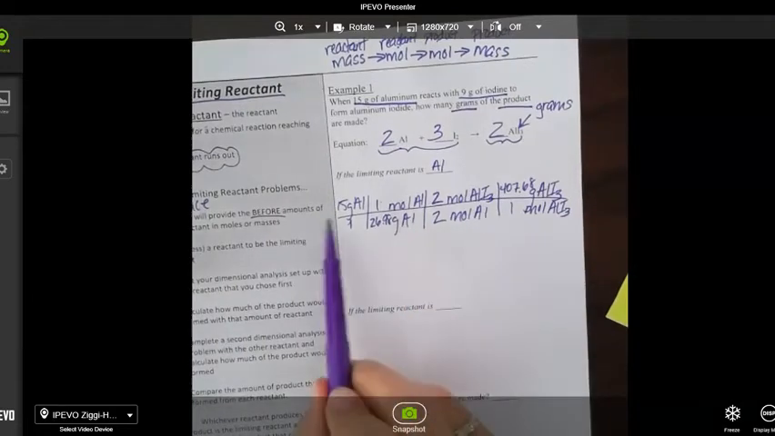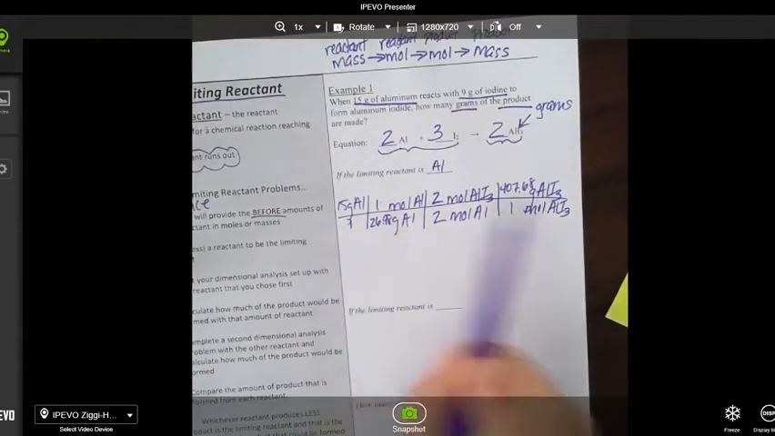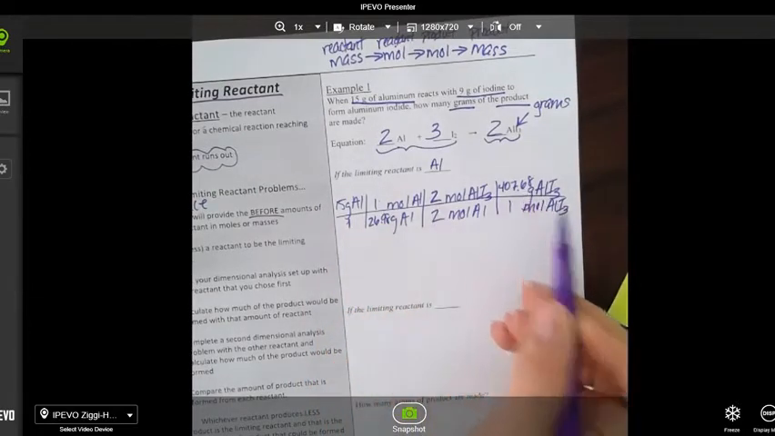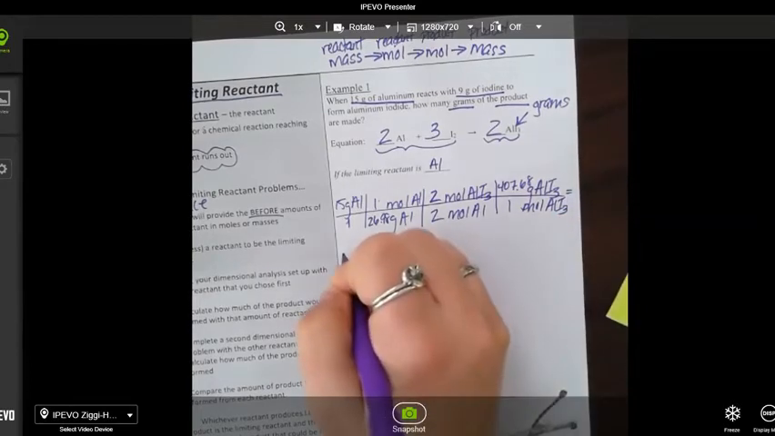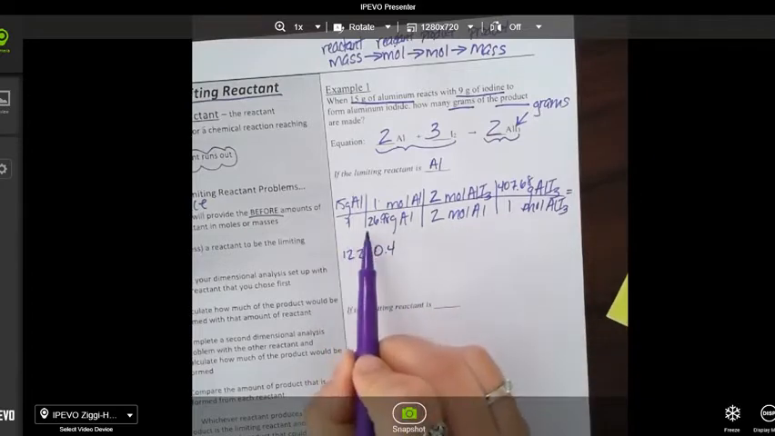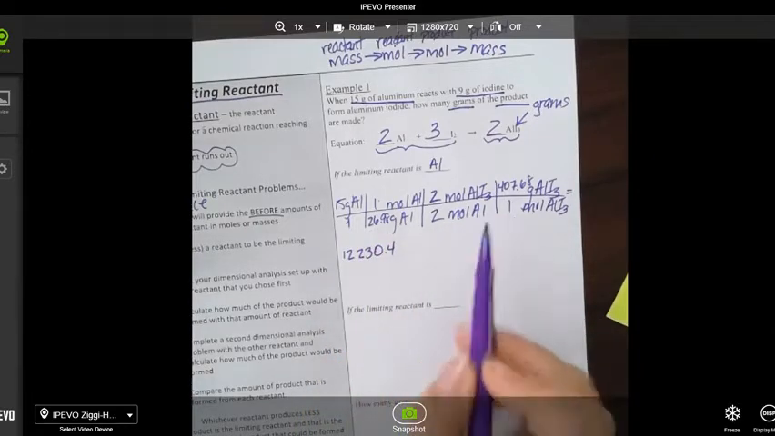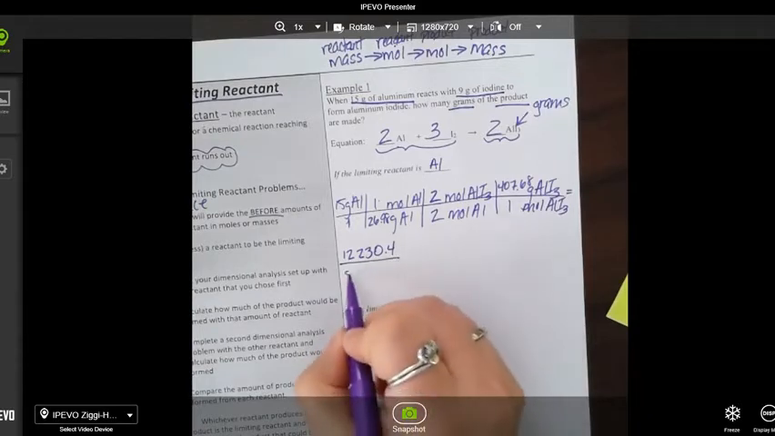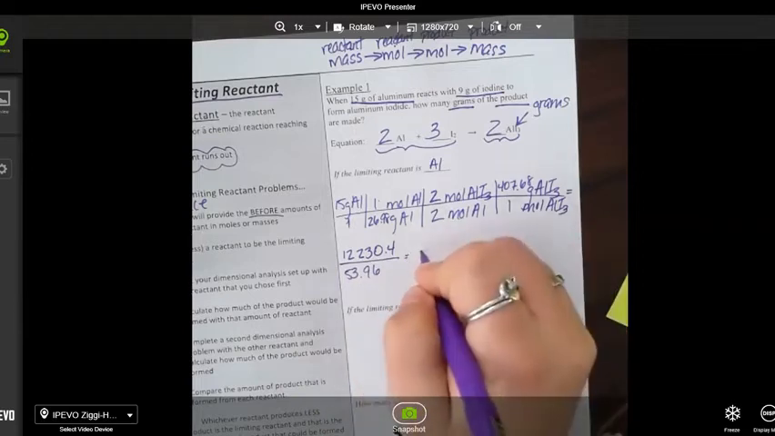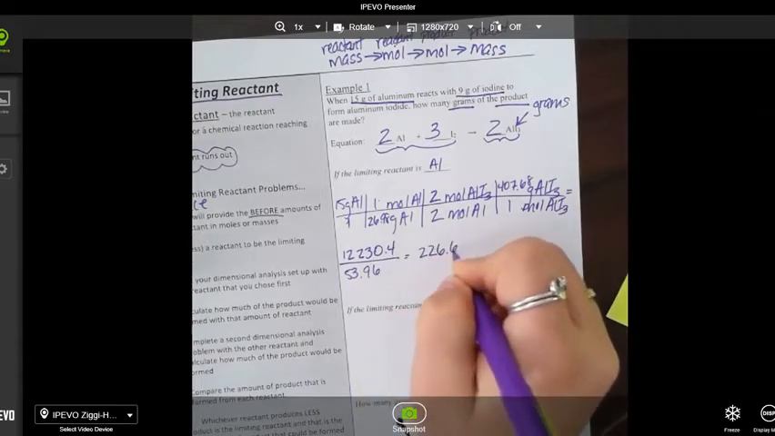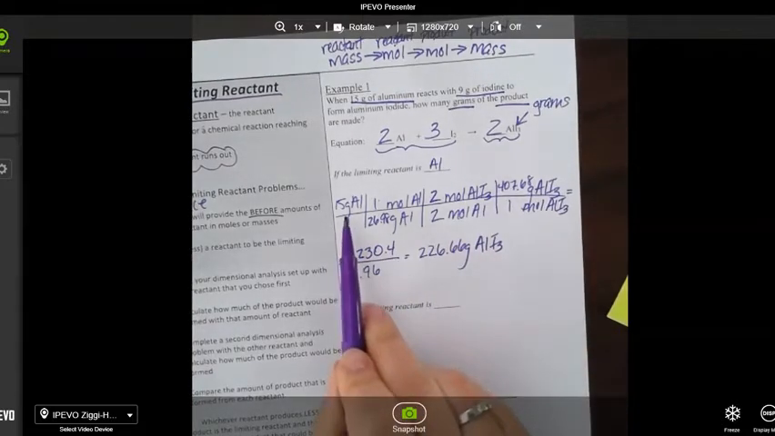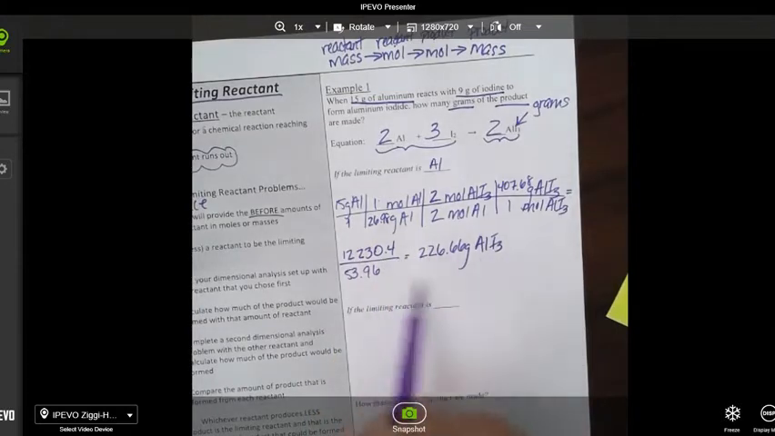Okay, now what I need to do is multiply everything across the top, multiply everything across the bottom. When I do 15 times 1 times 2 times 407.68, I get 12230.4. And when I multiply 1 times 26.98 times 2 times 1, I get 53.96. So this number divided by this number gives me 226.66 grams of AlI3.